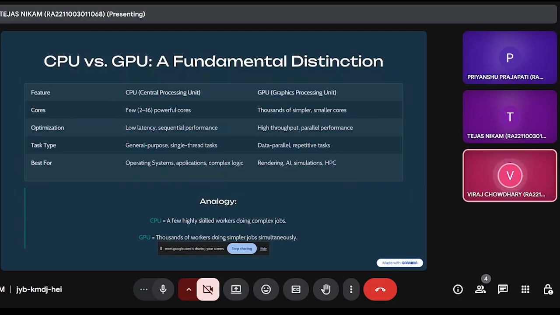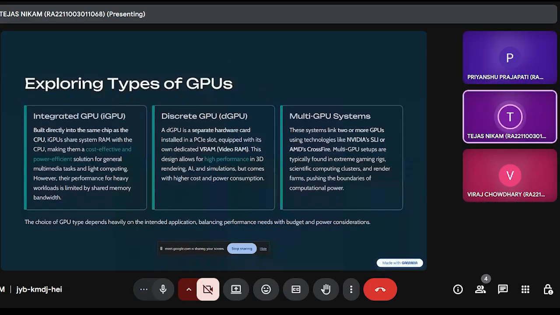CPU, Central Processing Unit, as we know, GPU, Graphic Processing Unit. Cores: few, 2 to 16 powerful cores in a CPU, and in a GPU, thousands of simpler, smaller cores. The optimization is a bit different. CPU: low latency and sequential performance. GPU: high throughput, parallel performance. Task type: CPU provides general purpose single thread tasks, whereas GPU works with data parallel tasks. CPUs are best for operating systems, applications, and complex logic, whereas GPUs are better for rendering, AI, and simulations and HPC.